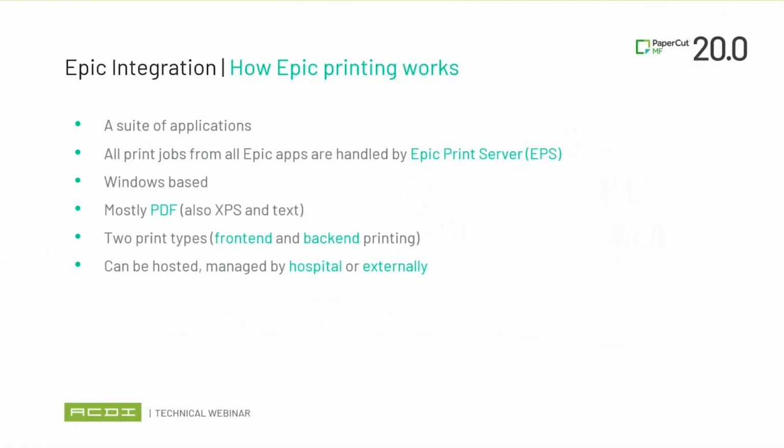Here's the backstory for Epic Printing. Epic is a suite of applications targeted for the healthcare industry. Print jobs are handled by the Epic Print Server, or servers, called EPS in the diagrams coming up. These are all Windows-based servers, by the way, and they transform the jobs into PDF for output. Prints are either done on the front end with direct users of the system, or there is also back-end printing, like reports that are generated for print.